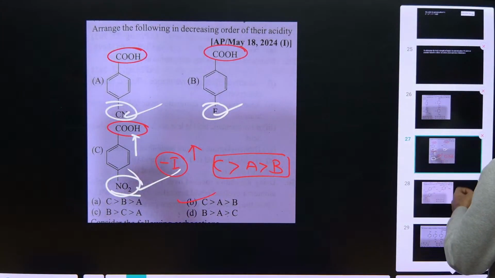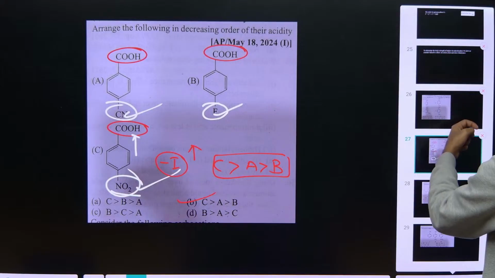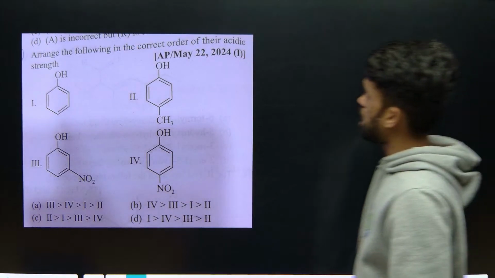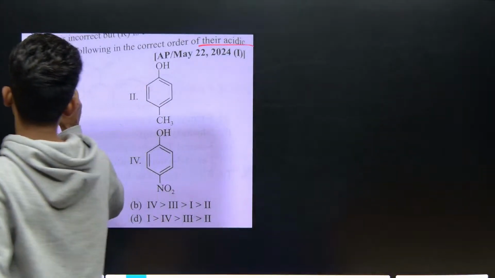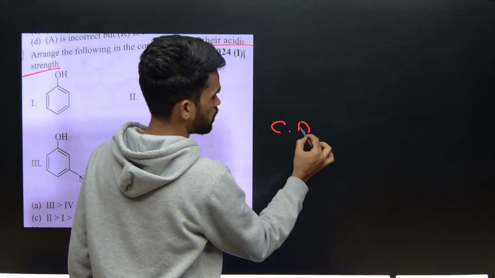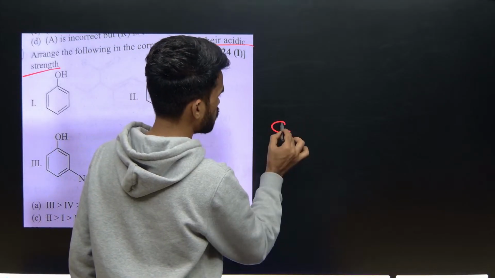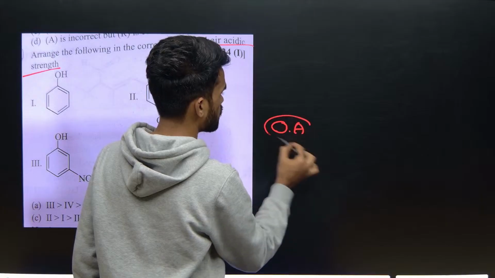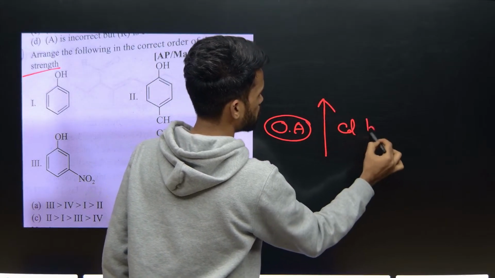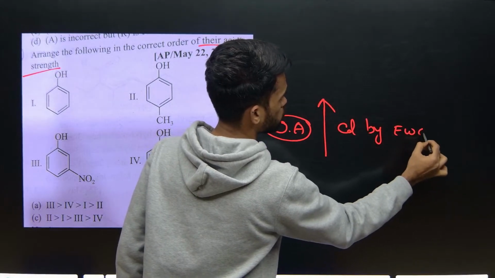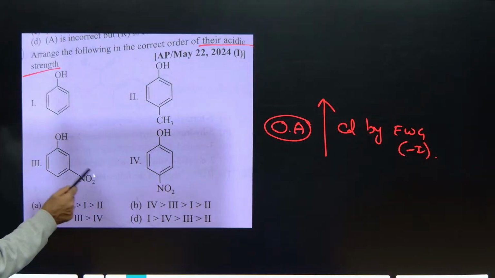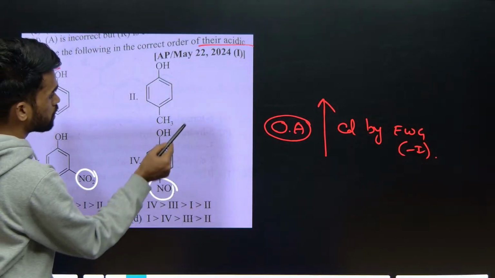But this is for phenols. Tell me, in the phenol case also they are asking about their acidic nature. Whenever I mention a common statement, not only carboxylic acids, you can take any organic acid, its acidic nature is increased by an electron withdrawing group, that is a minus I group. So what type of group is attached here? Nitro group. Here also nitro group, here methyl group.